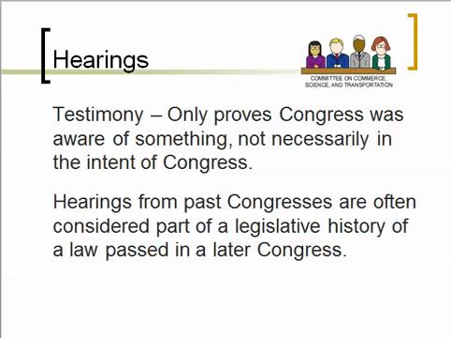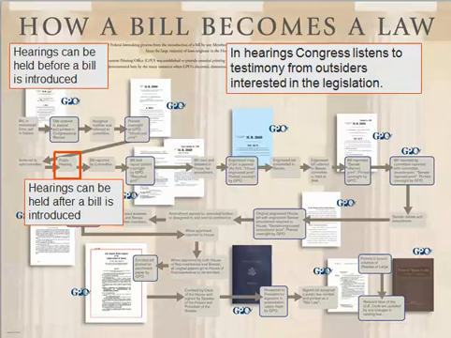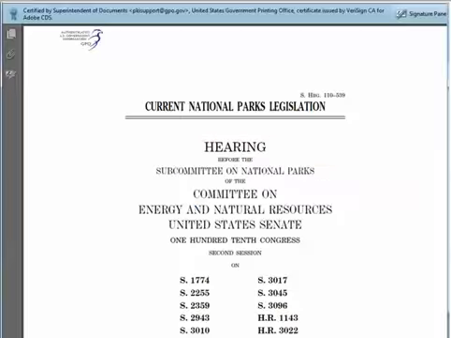Hearings from past Congresses are often considered part of the legislative history of a law passed in a later Congress. Checking our chronology, hearings can happen before a bill is even introduced, maybe even in a prior Congress, or a committee can decide to hold a hearing on one or more bills that they're considering. This is an example of a hearing on a number of bills from the 110th Congress, all of them on the subject of national parks legislation.